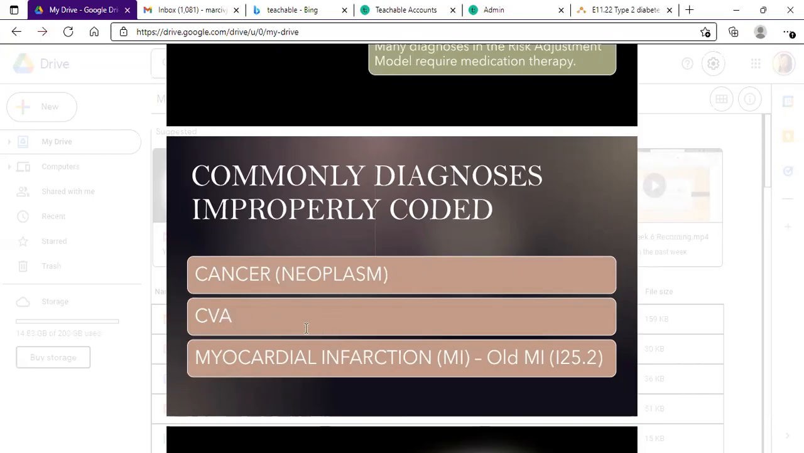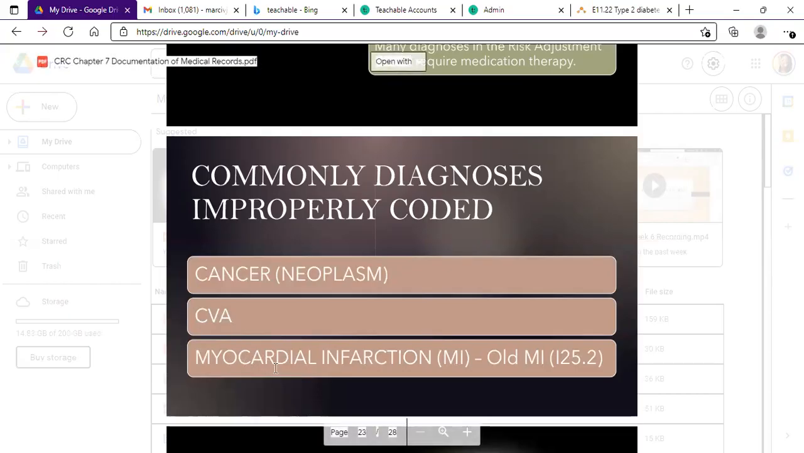CVA, we talked about that, not using that I63.9 in this setting. Myocardial infarction works the same way. If it's longer than 5 weeks, then you're going to use old MI. You're not going to use the heart attack code in an outpatient setting after so long, because they're not actively having a heart attack. It's going to be an old MI at that point, and you're going to use I25.2.